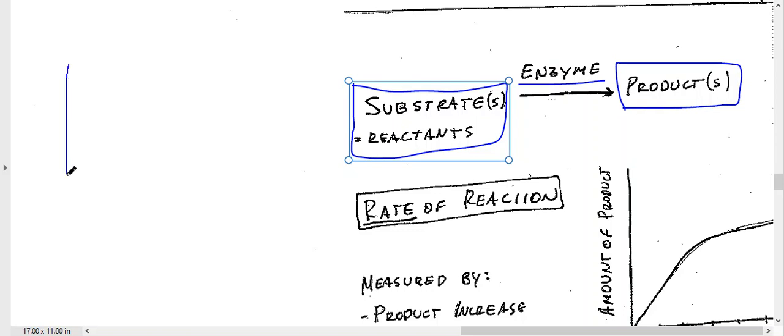So let's go ahead, and you're going to do this probably over here. I'm going to do it over here. Let's have time on the x-axis. Let's have products.